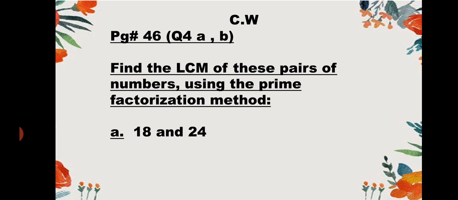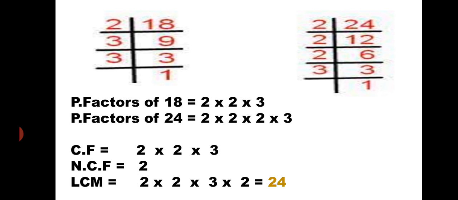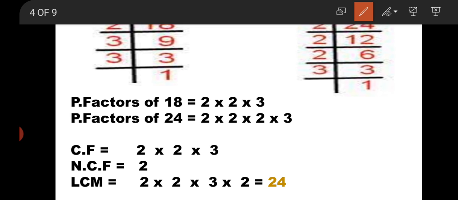Now students, first we have to find the prime factors by using the prime factorization method. Here we have 18. 2 9s are 18. Now we have 9. 3 3s are 9. And now we have 3. 3 1s are 3. So the prime factors of 18 are 2 into 3 into 3.